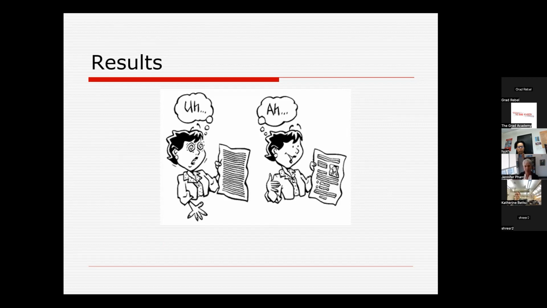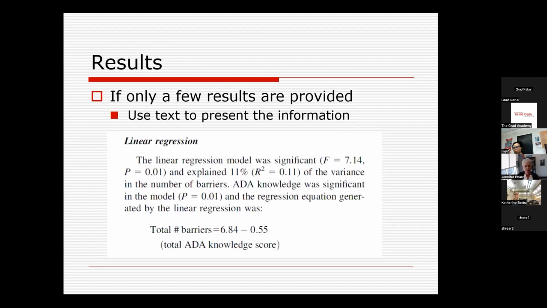Maybe you only talk about the significant findings in the text. Refer the reader to the table for the rest of the findings. But you don't want to include every single thing in text. That would be overwhelming to the reader. So how do you decide? Do you present the findings all in text? Do you put it into a table or into a graphic?